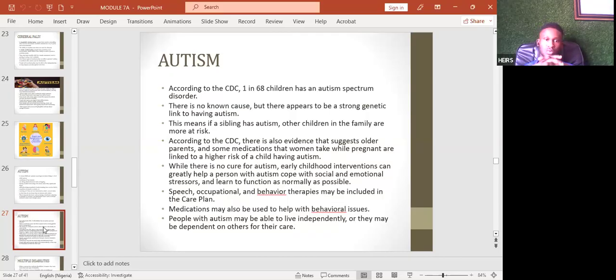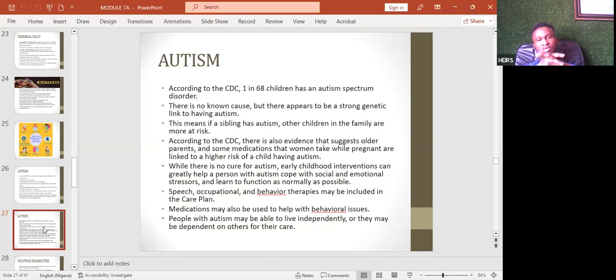While there is no cure for autism, early childhood interventions can greatly help a person with autism to cope with social emotional stressors and learn to function as normally as possible. Speech, occupational, and behavioral therapists may also be included in the care plan for these children. There is factually no cure, but it can be managed. In managing this, you help them cope with social, emotional stressors, learn to function as much as possible, and help them with speech, occupational and behavioral therapies.